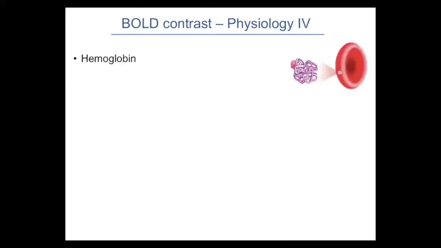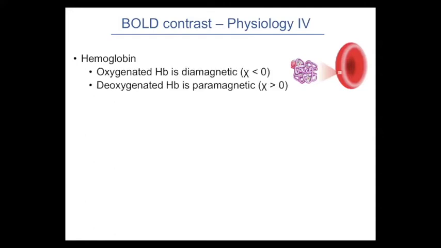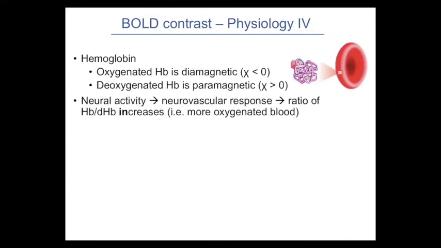And why can we measure it with MRI? The secret to that is the hemoglobin, which transports the oxygen. Basically, oxygenated hemoglobin is diamagnetic, and deoxygenated hemoglobin is paramagnetic. And following neural activity, we have this neurovascular response, which then increases our ratio of oxyhemoglobin to deoxyhemoglobin. So it means we actually have an oversupply of oxygenated blood.